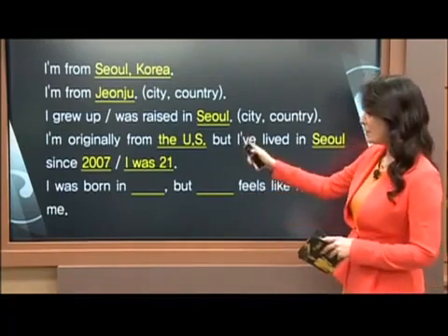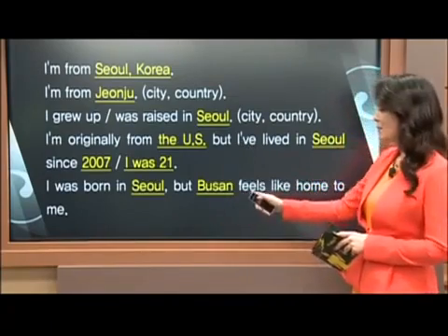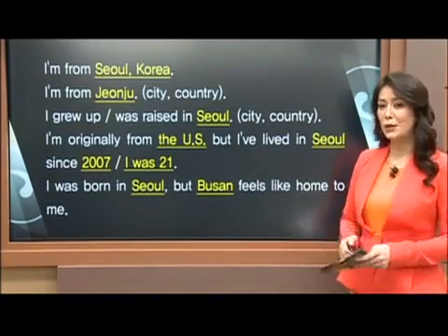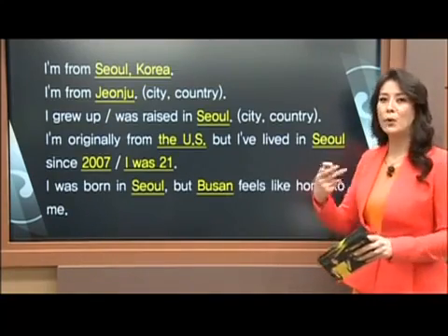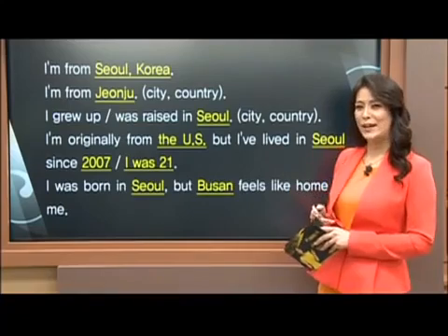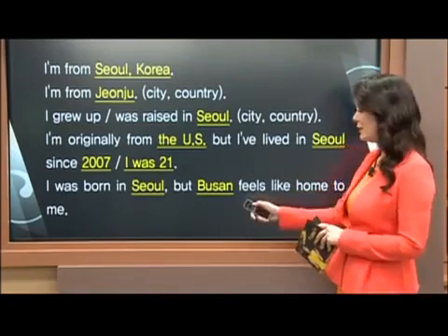Moving on to this one, very similar to this one, but it is I was born in Seoul, but Busan feels like home to me. Now this is a very good expression you can use in many different situations. Perhaps you were born somewhere, but you like a different place better. You feel more comfortable about it. Then you can say I was born in Seoul. 서울에서 태어났지만 저에게는 부산이 집입니다. 저에게는 부산이 집입니다. 그만큼 부산이 좋다, 편하다라는 말 되겠죠? But Busan feels like home to me.